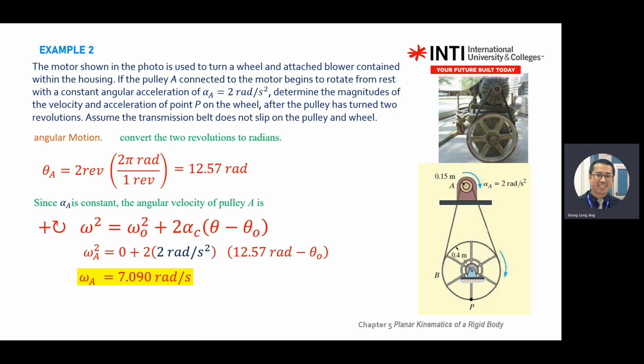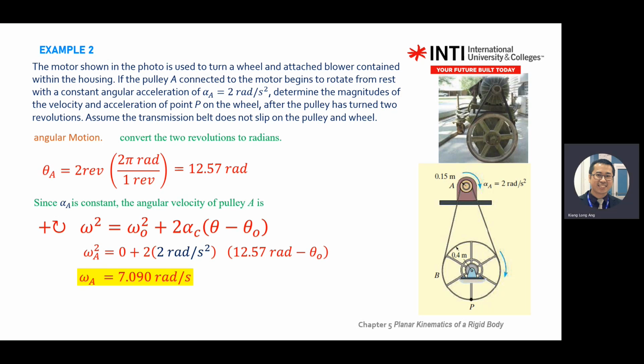So we need to find omega squared. Initially, it does not turn. It's turned from rest, right? So no angular velocity, haven't turned, so 0. 2 alpha, copy from the question. It gives you a constant, so 2 radian per second squared. The change of angle is the end angle minus the initial angle, so you have 12.57 radian minus theta 0, because this one is 0.